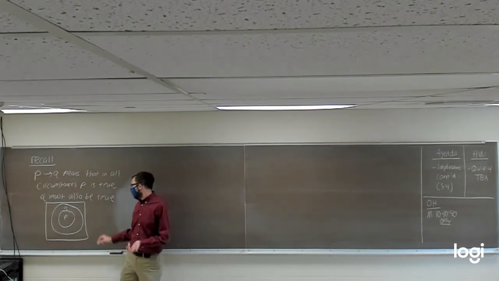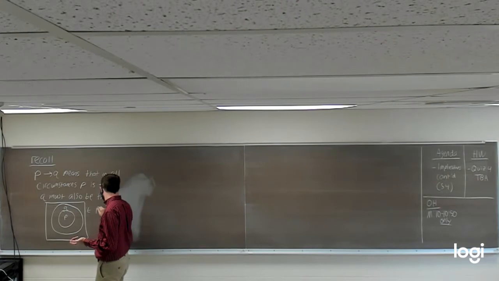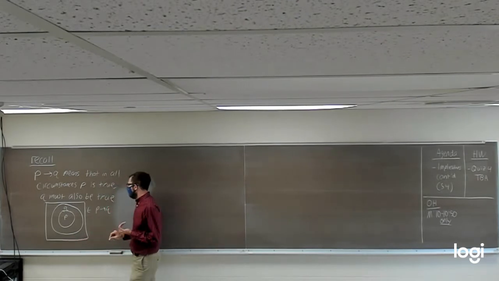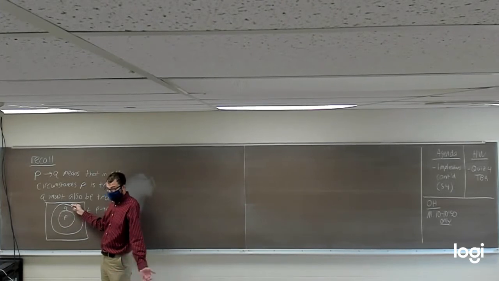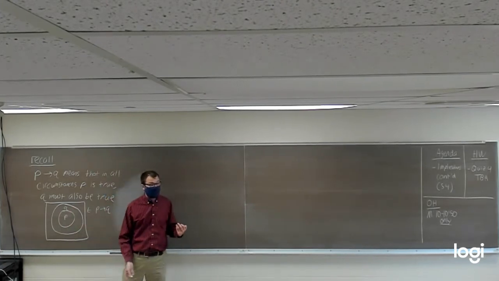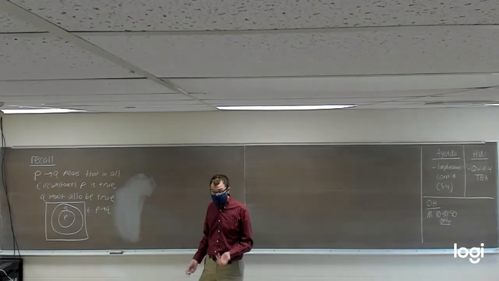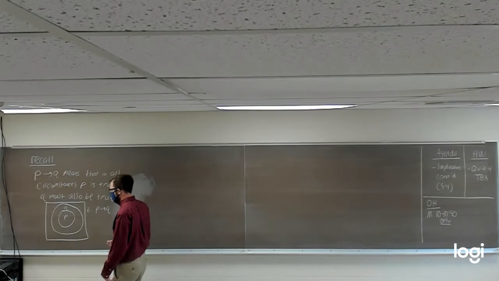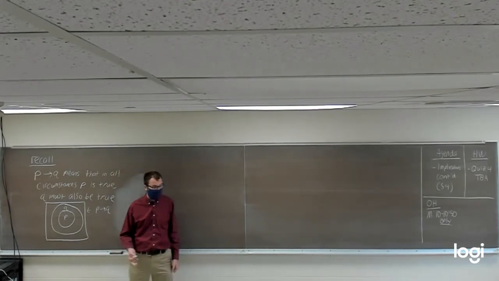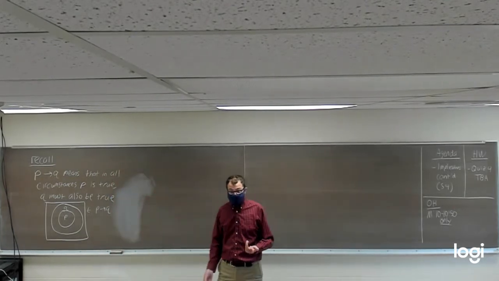But you could certainly have that Q is true without P being true, or that neither P nor Q are true. The only situation that if P then Q is prohibiting is the situation where P is true and Q is false. So that's where we left off on Wednesday.